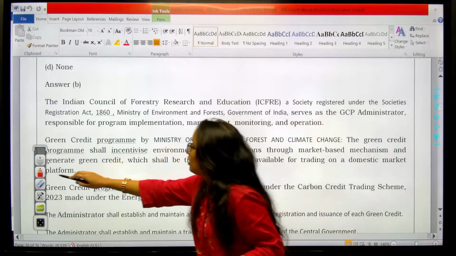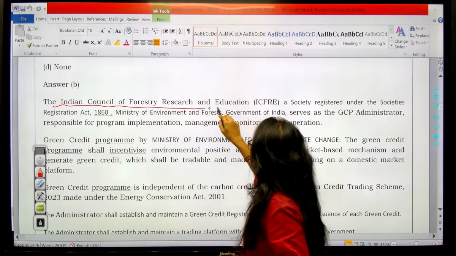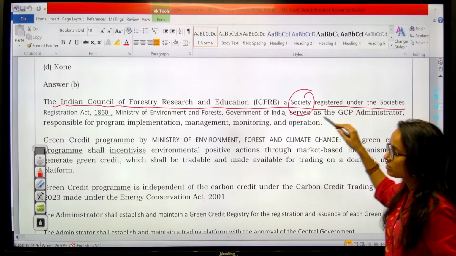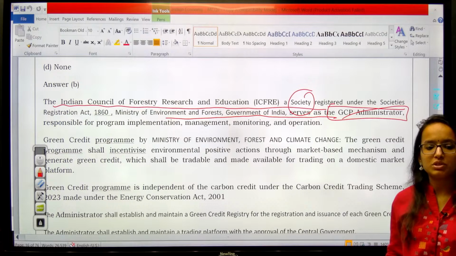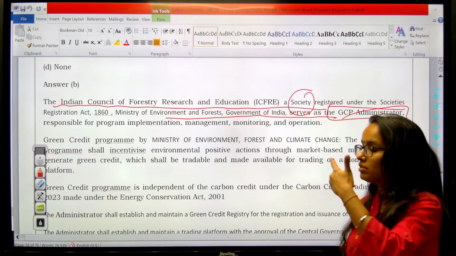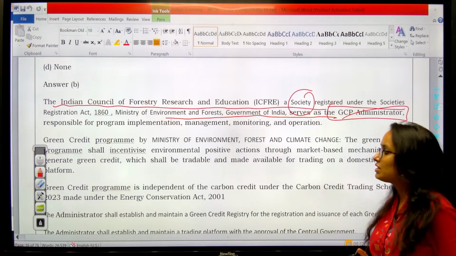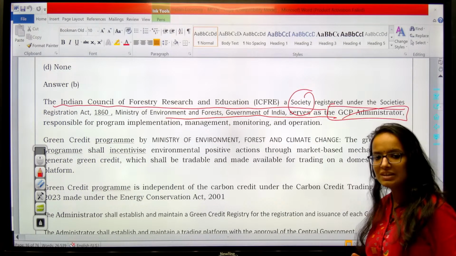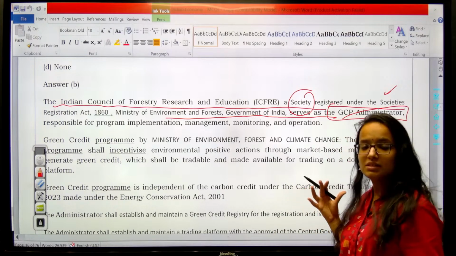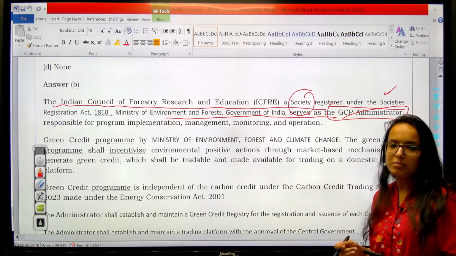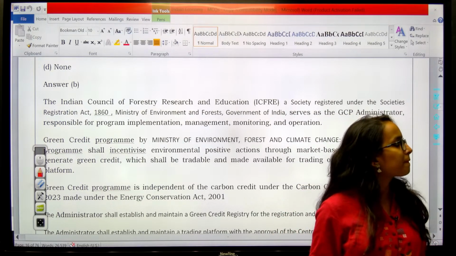Then who is the administrator of this green credit program? The Indian Council of Forestry Research and Education, which is a society registered under the Societies Registration Act, under the Ministry of Environment, Forest, Government of India, serves as the GCP administrator. So basically Forest Survey of India is not the administrator. Who is the administrator? Indian Council of Forestry Research and Education. It is basically a society also registered under the Societies Registration Act. Clear? So always remember this. This is important, under the Ministry of, obviously, Environment and Forests, right? MOEFCC, Ministry of Environment, Forest and Climate Change.